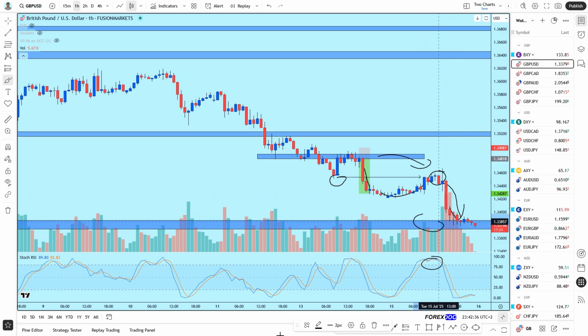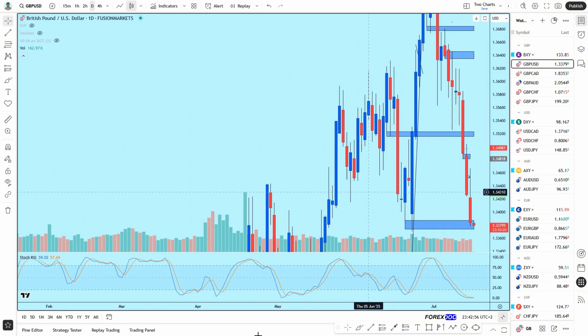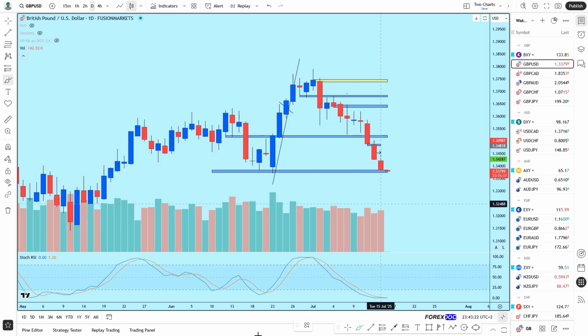Now why did I mark this zone here? Actually this is daily support. So if you go on daily time frame, what we will see here is this support zone. Also what we have here is stochastic RSI buy indication. So at this moment you don't want to look to sell.